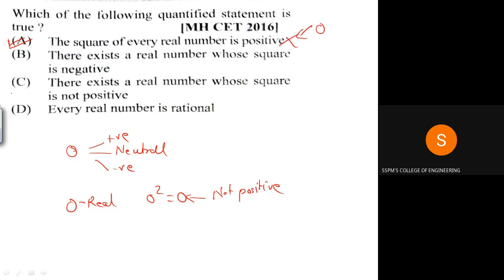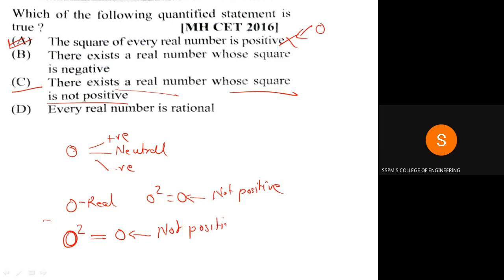Now we come to option C. What is option C? There exists a real number whose square is not positive. Same example, same element, that is zero. Zero squared is zero. What is that real number? It is zero, whose square is not positive. What is the square of this number? It is zero, and this is not positive.